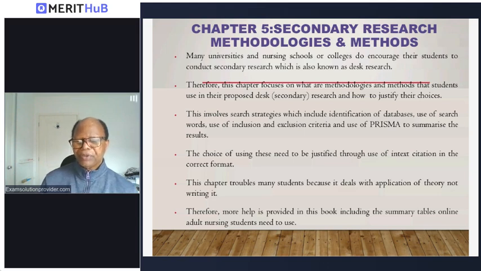Now, the choice of using these needs to be justified through use of in-text citation in the correct format, as I've already said. So each of these stages or each of these sections needs to be justified, okay? So you justify by providing the sources where you accessed the information and then learned from them.